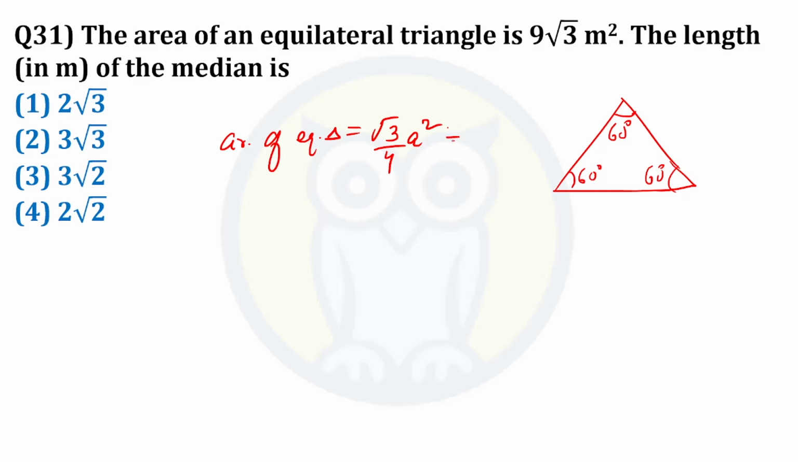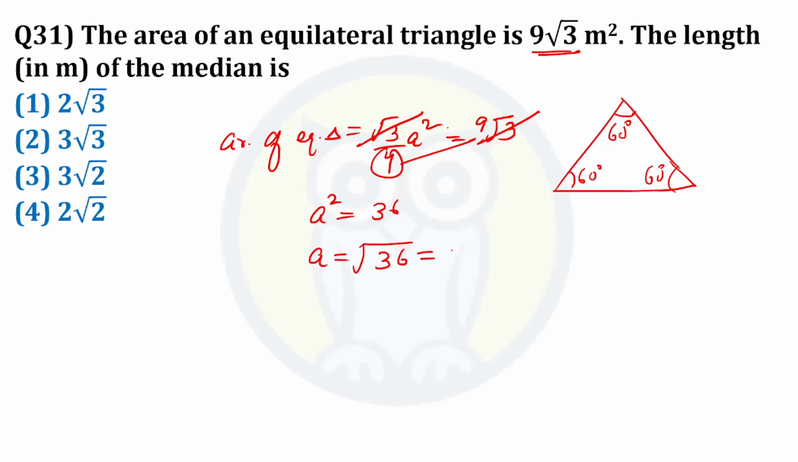The value given in the question is 9 root 3. Root 3 on both sides cancels. The 4 goes to the right hand side, so 4 into 9, which is 36. Now a square value is 36, so a is the square root of 36. It means 6 centimeter, so the side length is 6.